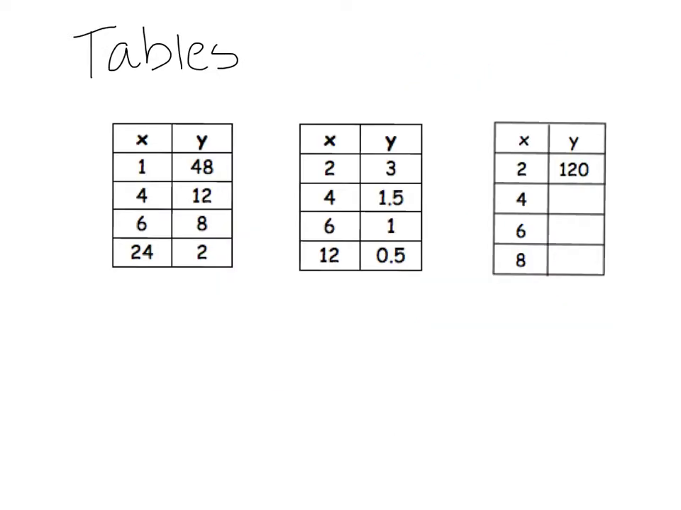We can also look at tables to find inverse variation equations. Remember, we're looking for as one variable gets bigger, the other gets smaller. So if we look at the first table, as the x's get bigger, the y's get smaller. You can see we went from 48 to 2. That's getting a lot smaller. Our equation for inverse variation is y equals k over x, which means we can find the constant by multiplying x and y.